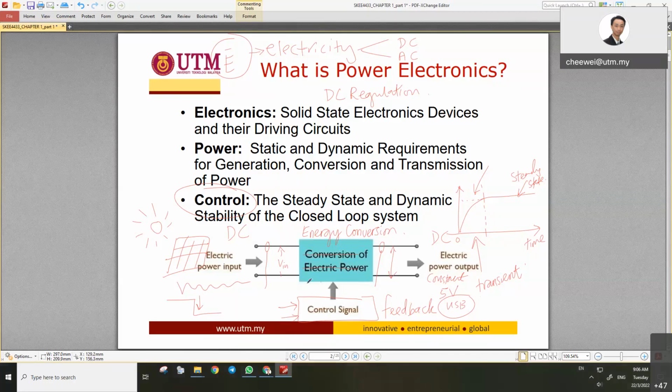This green color box or blue color box is actually the power converter, having the solid state devices, which are the switches. This switch will be doing the on and off job based on the control signal, and then achieve the output that you want. So that is power electronics.